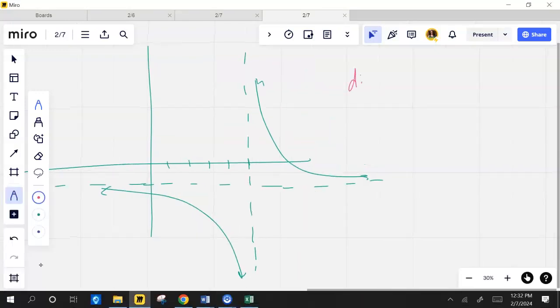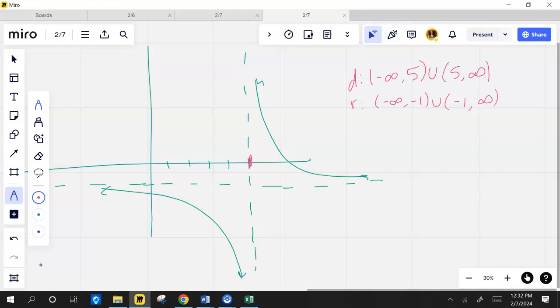Domain. Everything except 5. A lot of you put everything except 0. That's the domain of the parent, but that's not the domain of the transformed graph. So domain here is going to only leave out 5. Whereas the range leaves out what? -1.